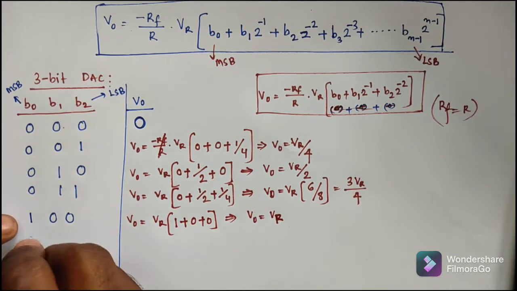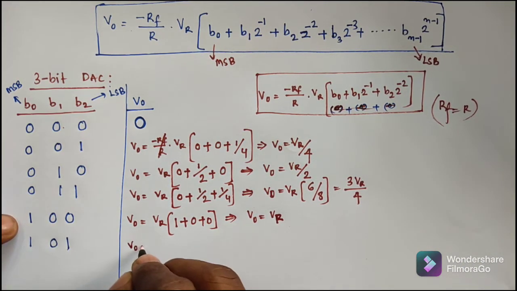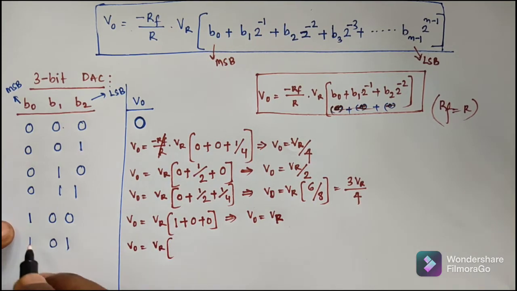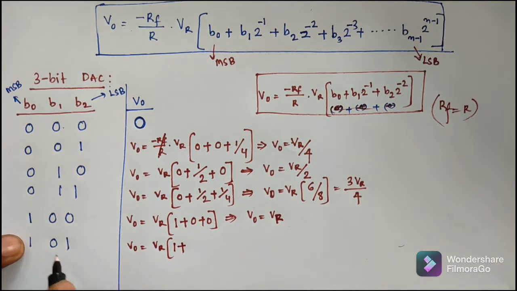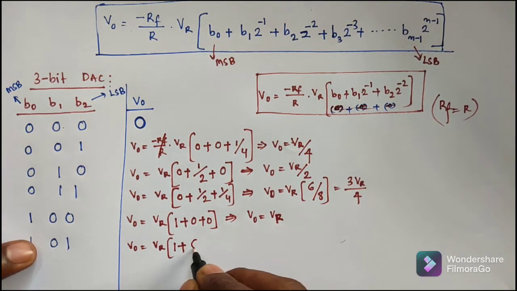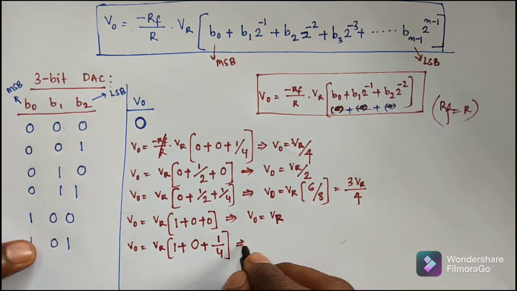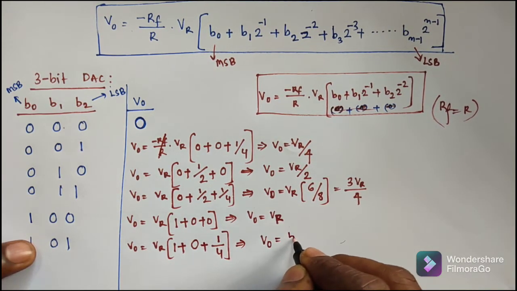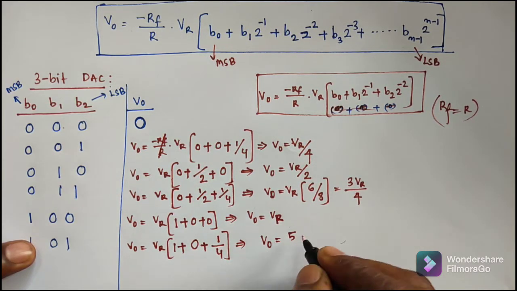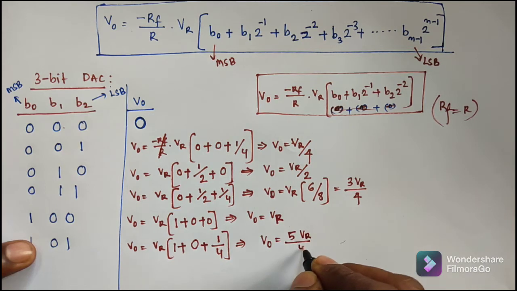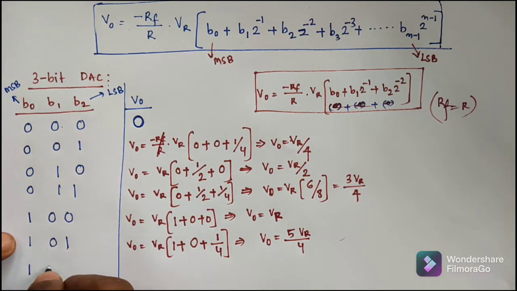Next sample is 1 0 1. Then you can take V0 is equal to VR into, then B0 value is 1, as it is B0 you can substitute 1. Next, the remaining middle part is 0 plus 1 by 4. Finally V0 is equal to 5. What is the meaning of this value? It is 5 VR by 4. Okay.